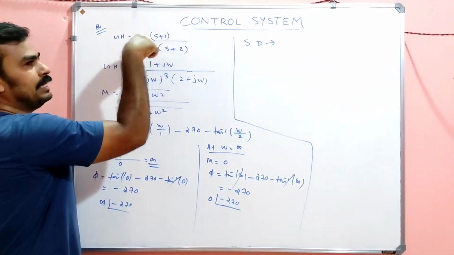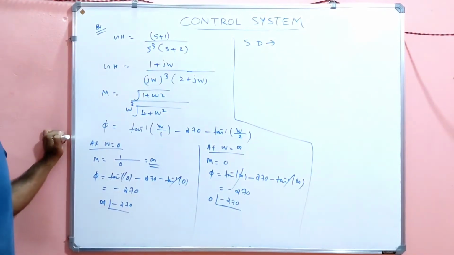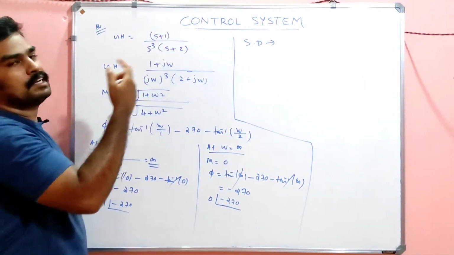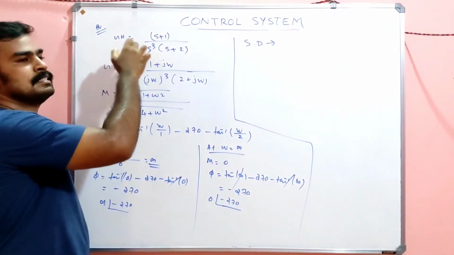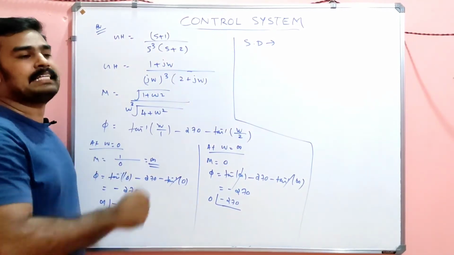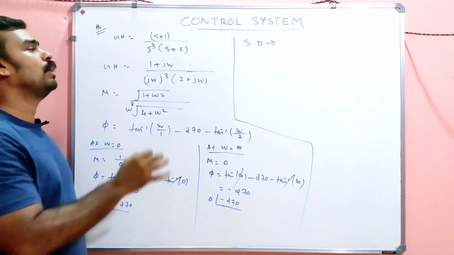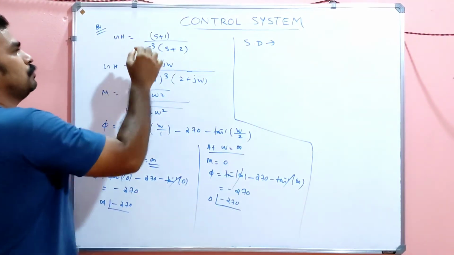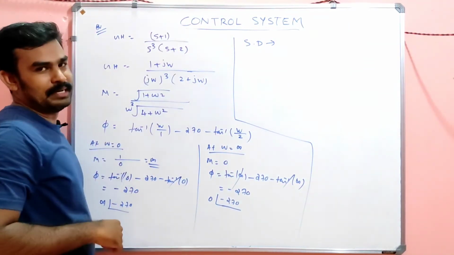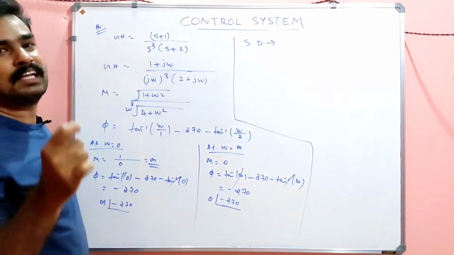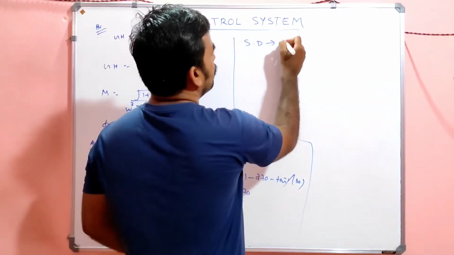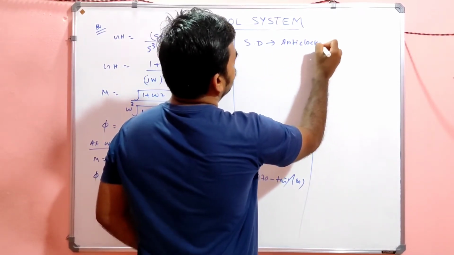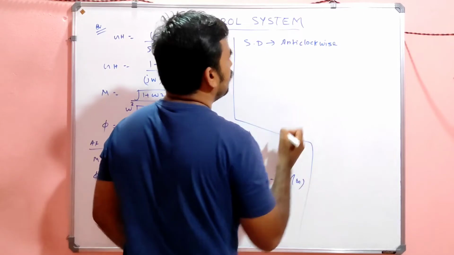Here s equal to minus 1 is the zero, which is near to the origin. We don't consider a zero or pole at the origin; we only consider the pole or zero near the origin. So s equal to minus 1 is a zero near the origin, so the starting direction will be anti-clockwise.